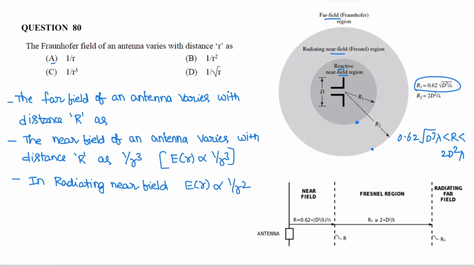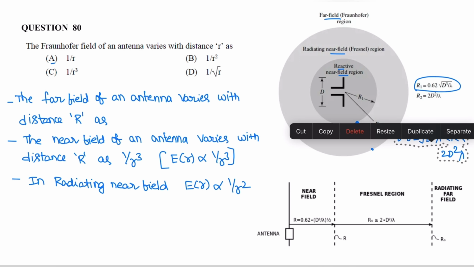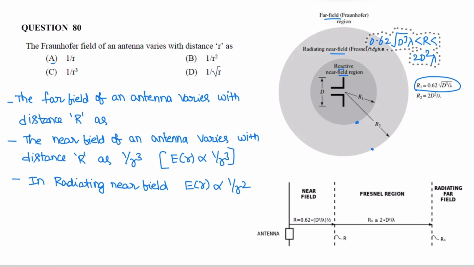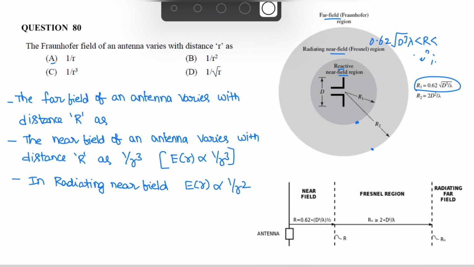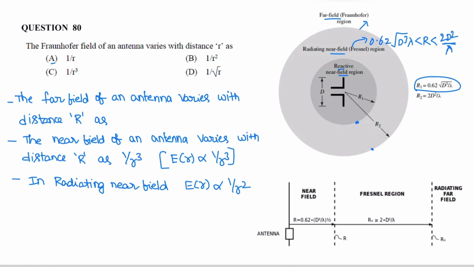This is for the radiating near field, less than 2 d square by lambda. So between this region, it is the radiating near field or Fresnel region. When it is greater than 2 d square by lambda, that is the far field region.